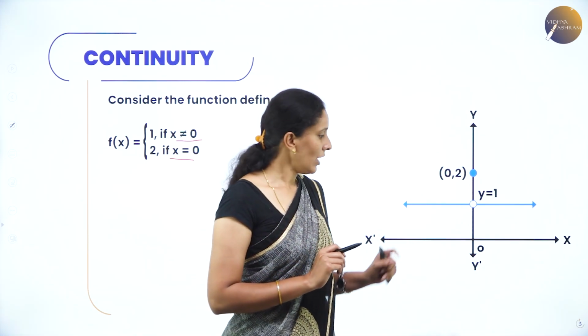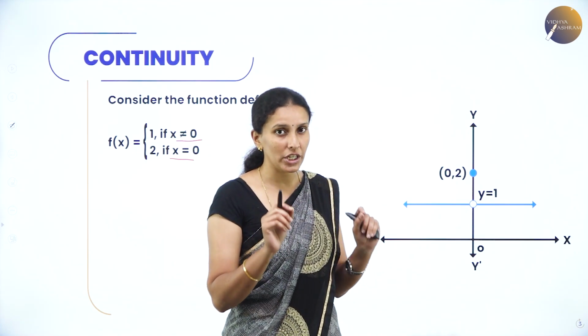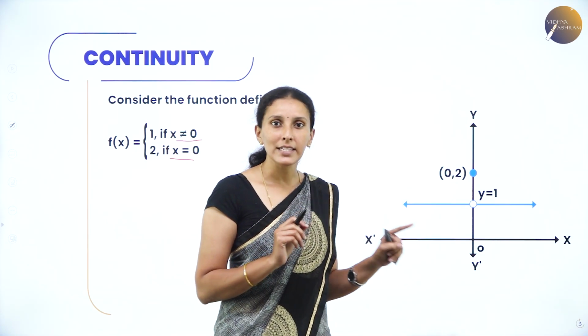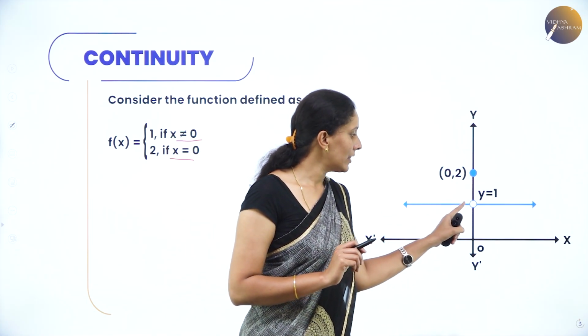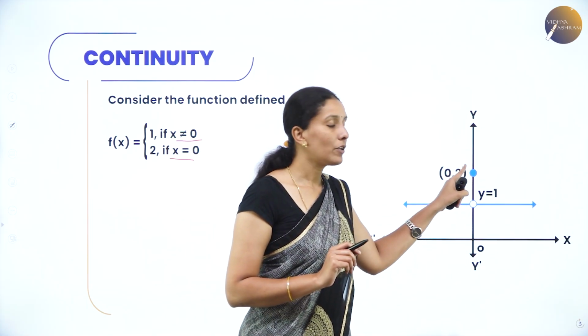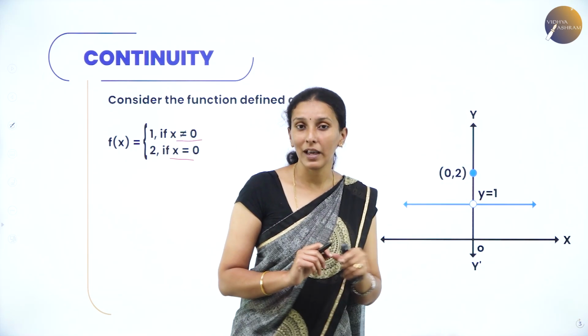In a simple way, if you can draw a graph on a sheet without lifting your pen, then it is called a continuous function. But here it is not possible. So when you draw a line like this, for this point you have to shift your pen or pencil to mark this point. So this cannot be a continuous function.